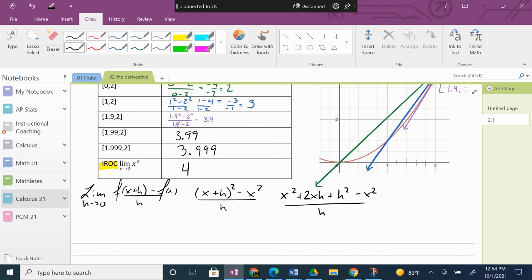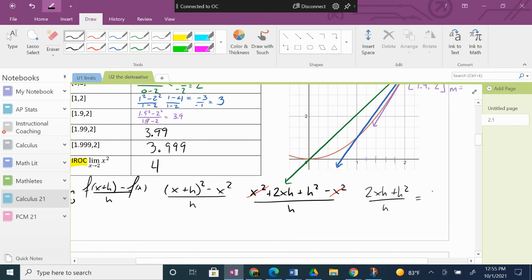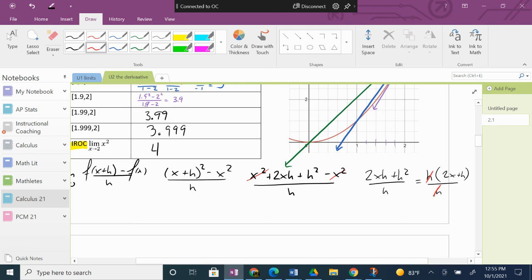Okay. Some stuff simplifies, and we'll have 2xh plus h squared over h. And then I can factor out an h. Factor out an h. There, I got it this time. 2x plus h over h. And it simplifies to 2x plus h.